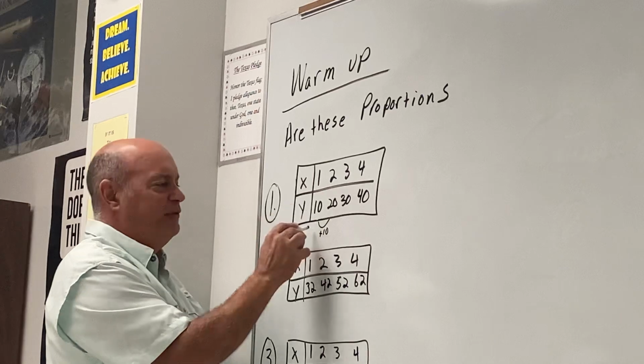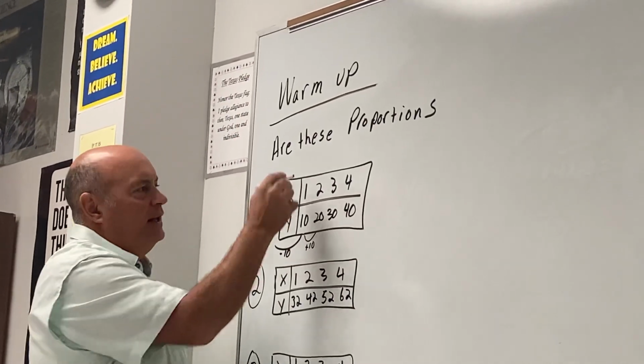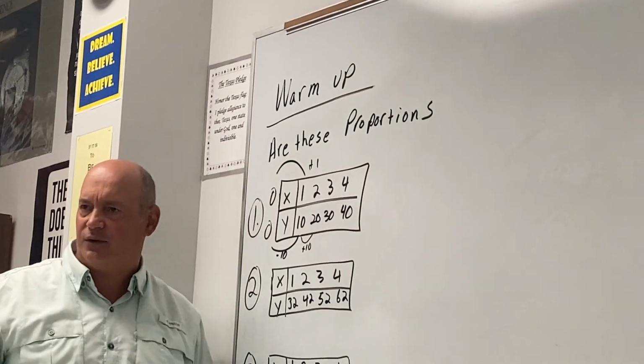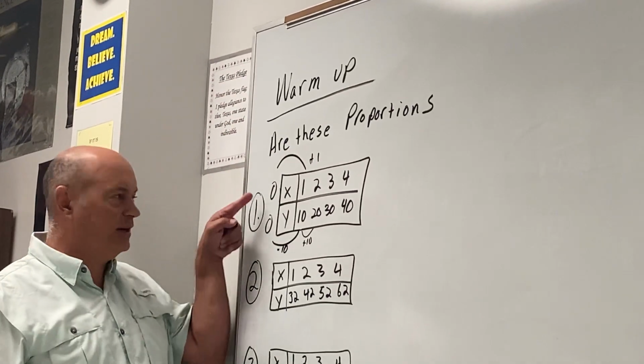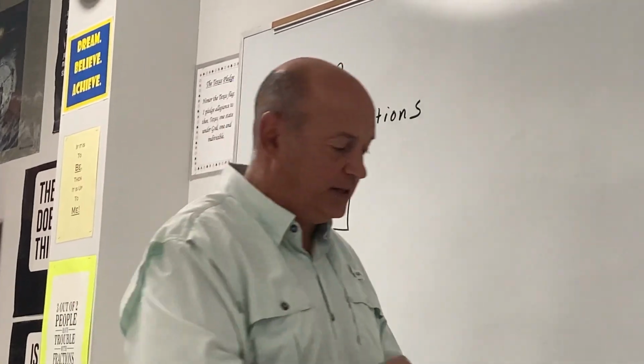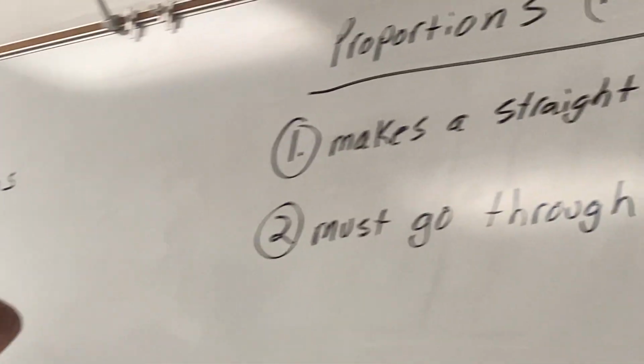Oh, we're adding 10. If we go backwards and subtract 10, wouldn't we get 0 here? And these are going up by 1. If I go backwards and subtract 1, wouldn't it also go to 0? So doesn't it go through the origin 0, 0? That's another way you can find out if something is a proportion pretty easily. All right, any questions so far?